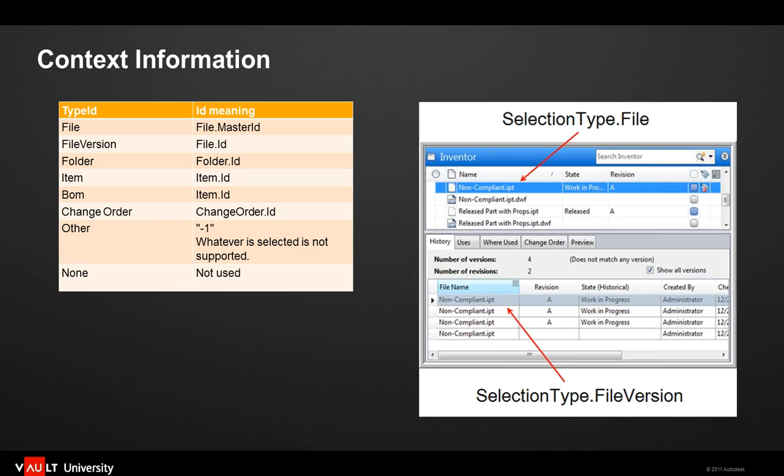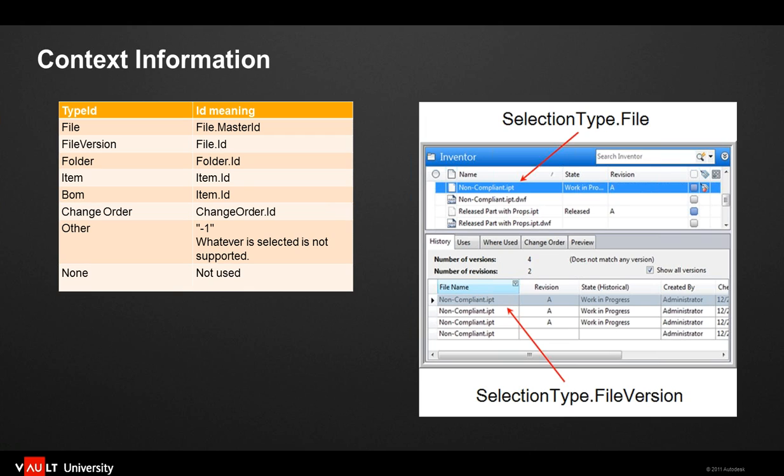The rest of the cases are pretty simple. Folder gives you a folder ID. In the case of an item, there's two different contexts. There's the main grid selecting an item, and there's also the BOM tree selecting an item. In both of these cases, they show up as different types, but the underlying ID is the same. It's an item ID. Change orders, you get a change order ID. That's pretty obvious. Now, if something is selected that doesn't fit one of these categories, it's going to come back as other, and then the ID is basically going to be meaningless to you.